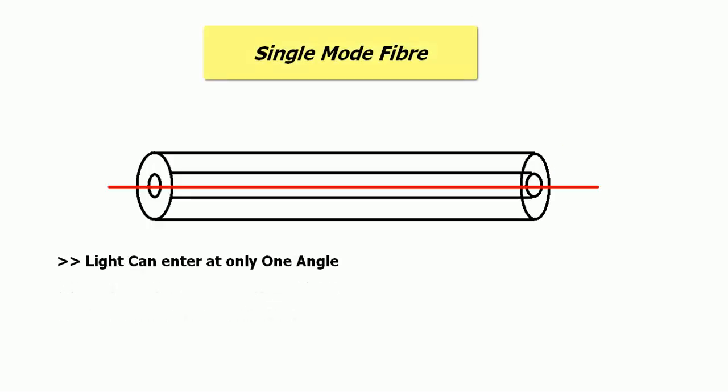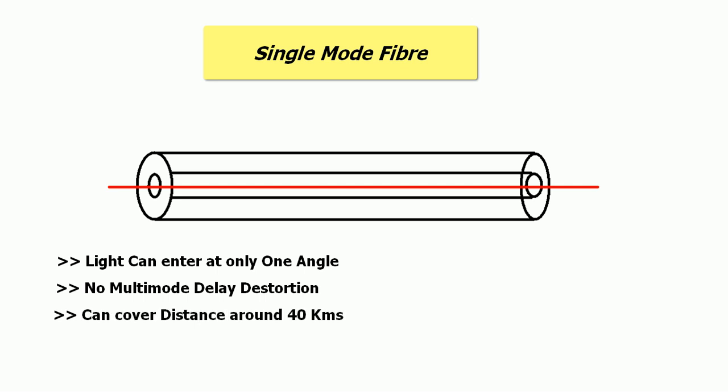In a single mode fiber, the core of the cable is so small that it allows only one light to pass through it. Single mode fiber is costlier than multimode fiber. In single mode fiber, as we do not have multimode delay distortion, we can achieve a much greater distance, maybe 40 kilometers for example.